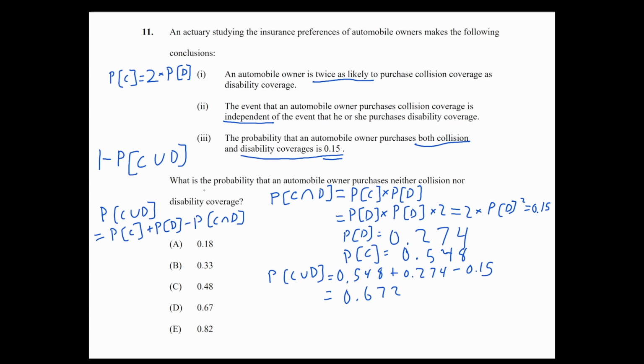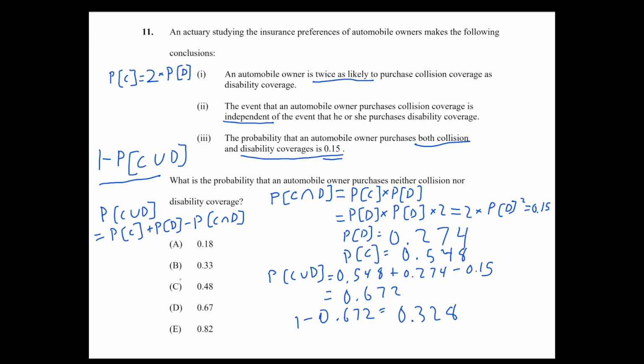Okay, now we're going to solve for the ultimate equation for what the question was asking, which is the probability that an owner does not purchase either collision or disability, which is this equation. So we're going to take 1 minus 0.672, which is going to be 0.328.